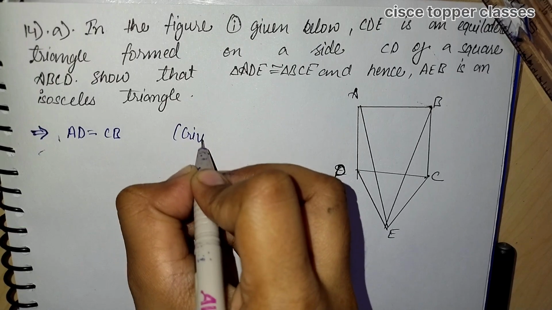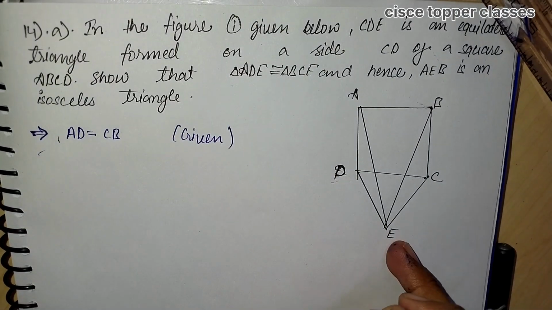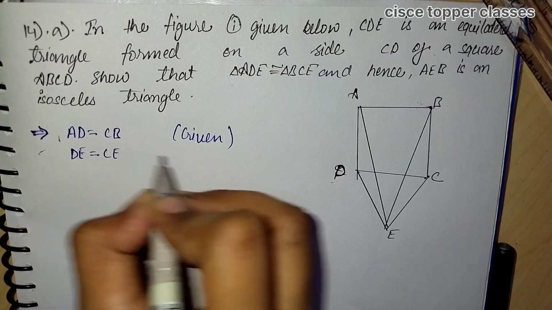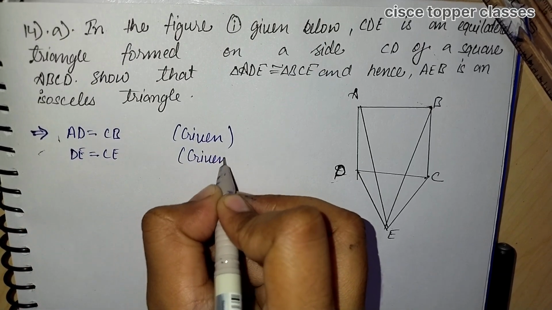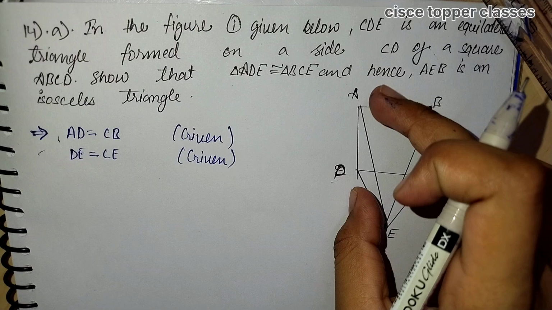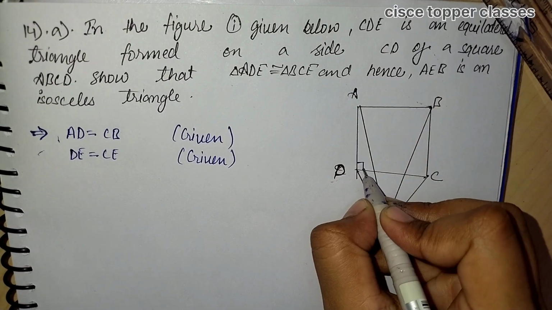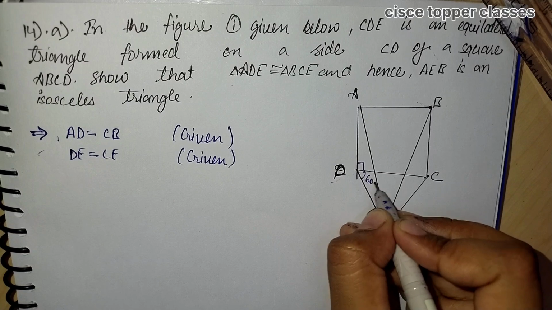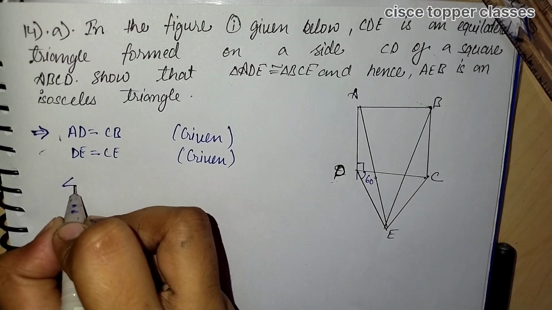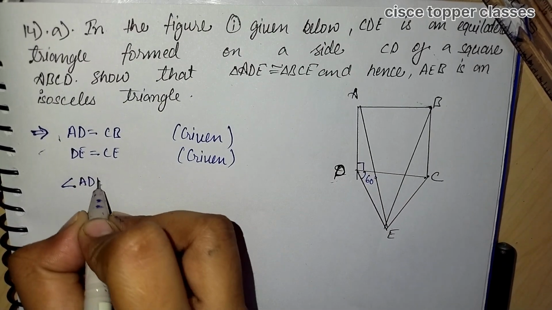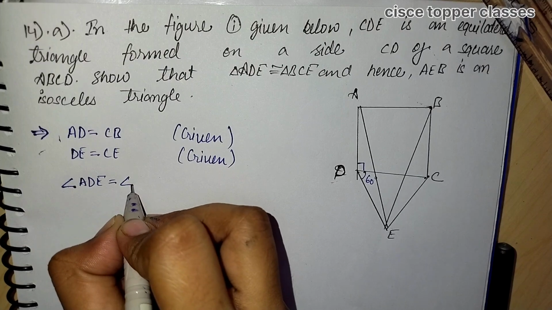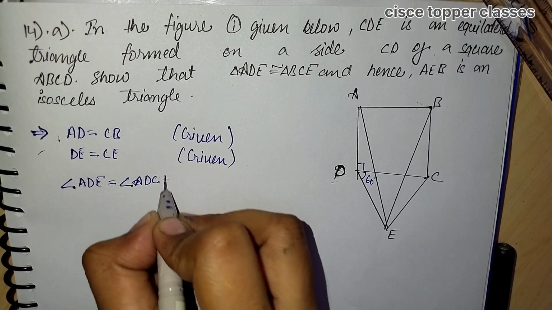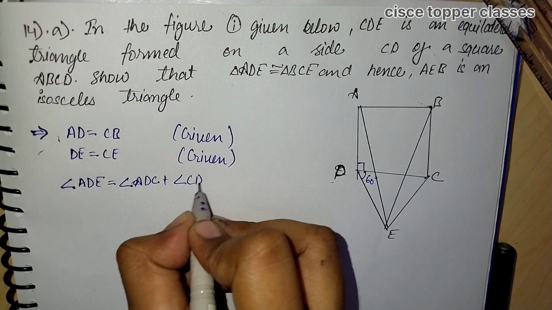So this is given to us, and here this is an equilateral triangle. From here we can write DE is equal to CE. This is also given to us, and here in a square we have this angle as 90 degrees, and in an equilateral triangle this angle as 60 degrees. So from here we can write angle ADE equal to angle ADC plus angle CDE.